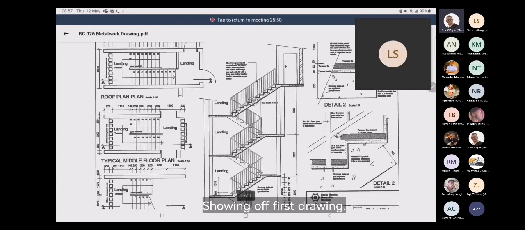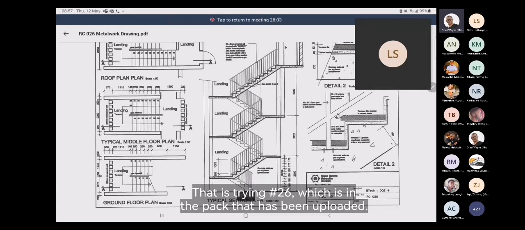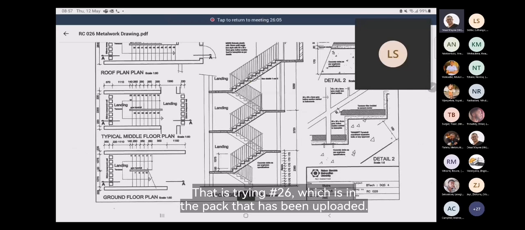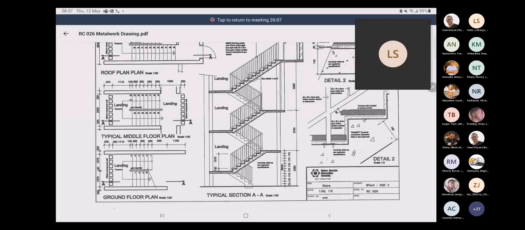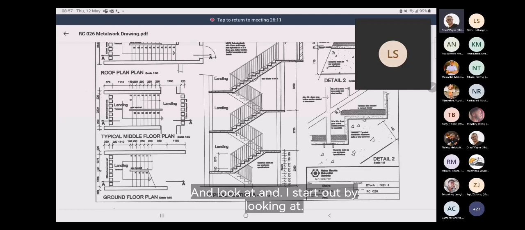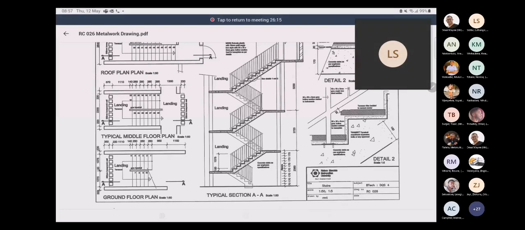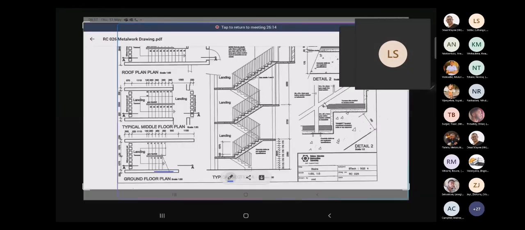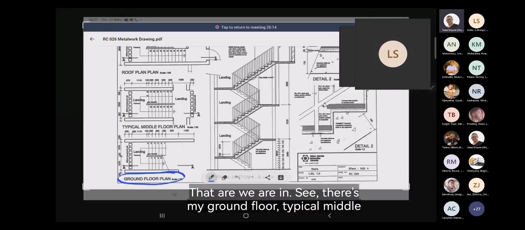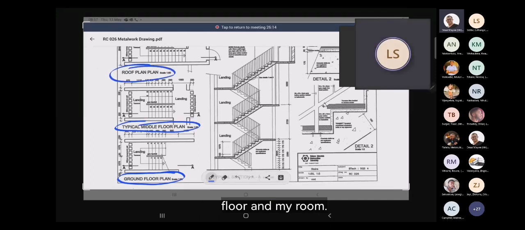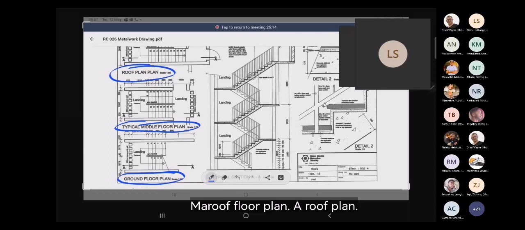See on our first drawing, that is drawing number 26, which is in the pack that has been uploaded. I start out by looking at what's on the left-hand side. Start out where I can see there's my ground floor, typical middle floor, and my roof floor plan, my roof plan.